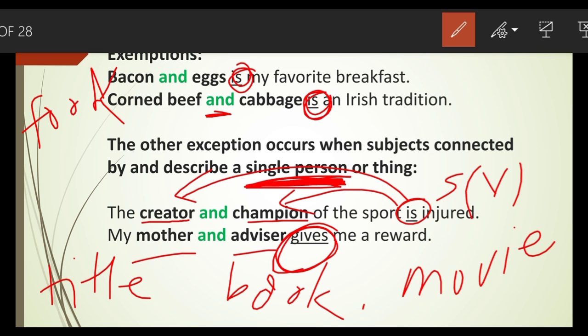Kasi for example, Romeo and Juliet is my favorite novel or is my favorite movie. Bakit siya is? Kasi nga, it's a title. So, Romeo and Juliet is the title of the book or is the title of the novel or is the title of the movie. That's why it will be singular. So you will use the verb is.